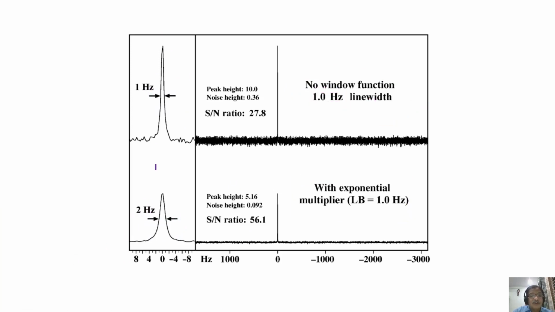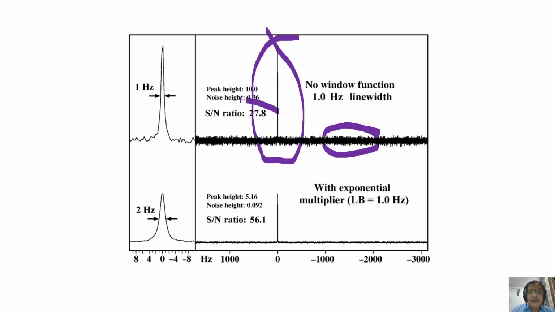But look at the signal to noise ratio. There was more noise here. This is the Fourier transform signal of this one. See the noise here, signal height is here. A lot of noise is present. You calculate the signal to noise ratio, and it turns out to be approximately 28.